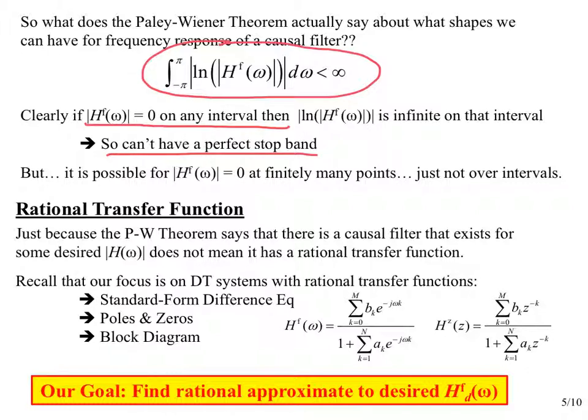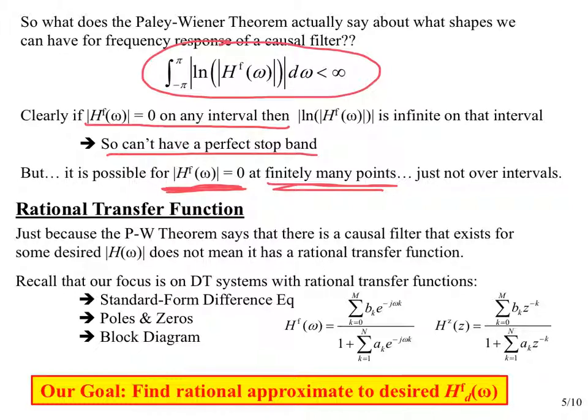Really the best that we can do for a stop band is to allow the frequency response to go to 0 at only finitely many points. So we can't have it go down to 0 and stay 0 over an interval, but we can have it go down to a point and then boom, right back up. And we can only have it do that finitely many times. We'll see later on, when we see some of our actual designs, that happening over and over and over again for these designs.